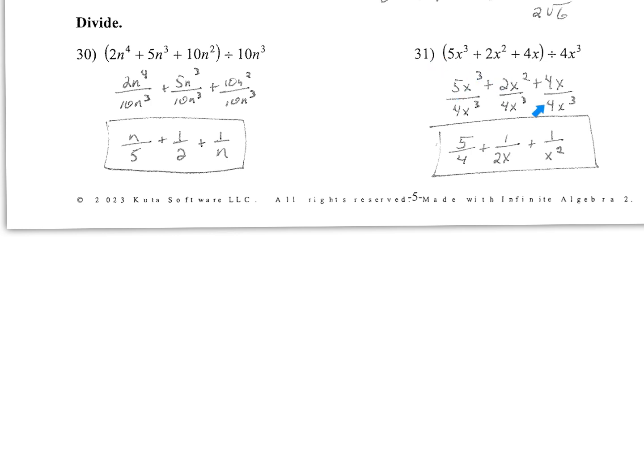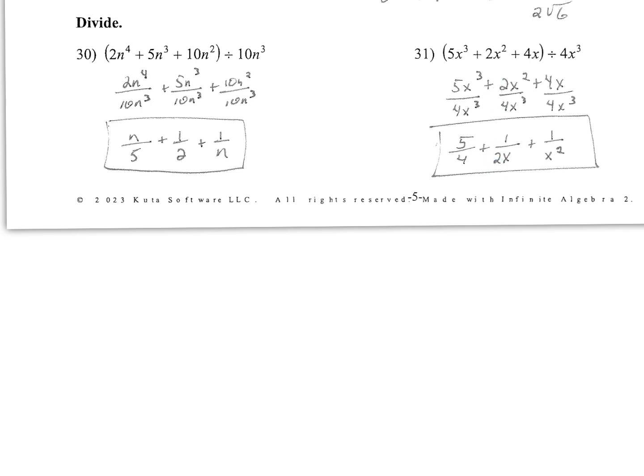I just wrote them all individually. We have a 5x cubed divided by 4x cubed. That's 5/4 plus. Then we have a 2x squared divided by 4x to the third. You have an x here in the denominator, or you do 2 minus 3, which is x to the -1. We write it as +1 in the bottom, so 2x, or 1/2 x.